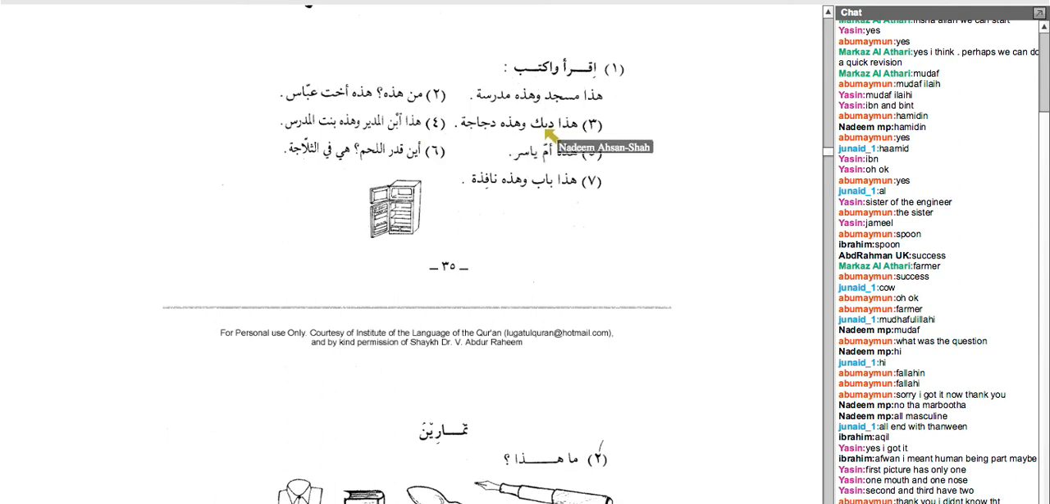This is vocabulary from the first lesson or the second lesson. So again, please ask Abu Mahmoud. This word. All right, had a date. I'm going to have trouble with that one. I know what it is, but why is it called that?